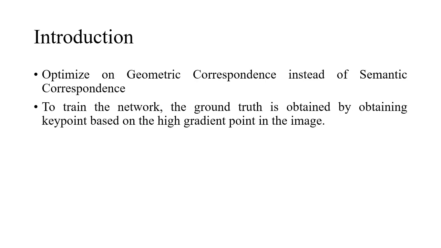As the model name or framework name says, it is called geometric correspondence network. So actually, this optimized on geometric correspondence instead of the semantic correspondence. To train the network, the ground truth is obtained by obtaining key points based on the high gradient points in the image. So what this means is that the key points that we saw in the previous image are obtained based on the intensity change of the color in the image. And we can see later on that this paper uses the Harris algorithm.